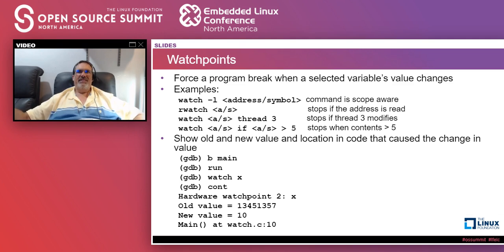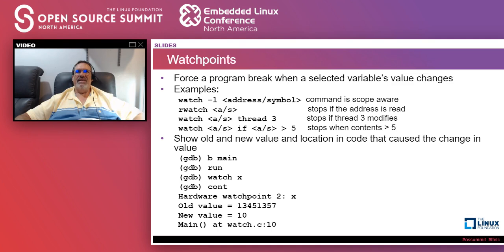And then I have some other variants here that says watch if thread 3 is modifying it. So if I have multiple threads inside the application, I can be very specific. I'm only interested in stopping if this variable is being modified by thread number 3. And then we can get into conditionals as well, stops when the contents of a particular variable is greater than 5. So this would be another option to your conditional breakpoint, but in this case, it uses hardware breakpoints and therefore doesn't have the same overhead that a conditional breakpoint would have if we were using standard software breakpoints.